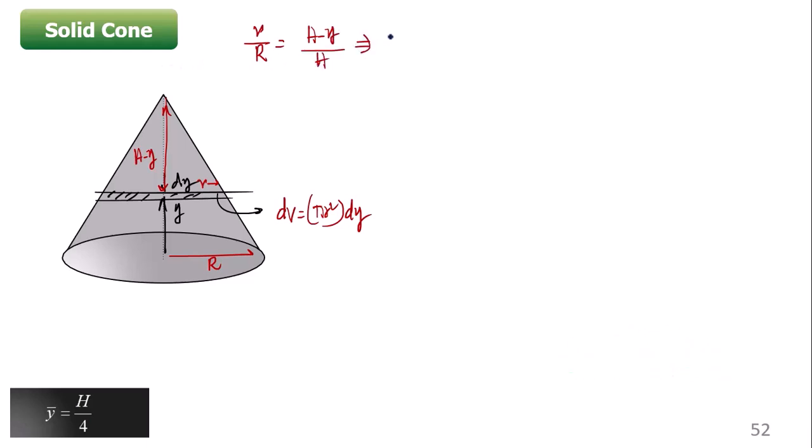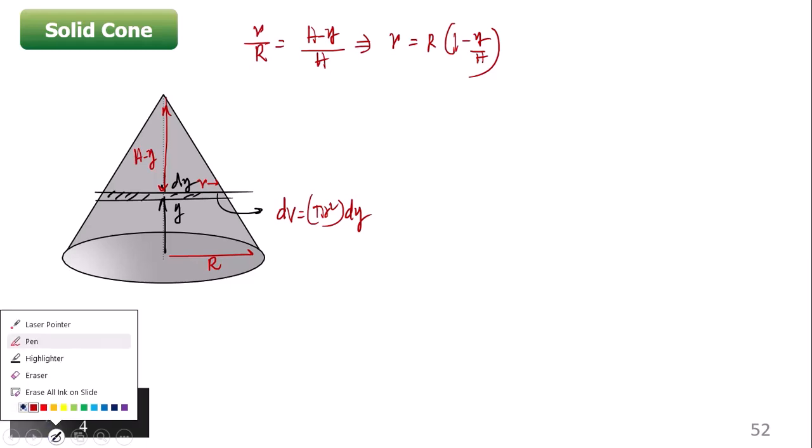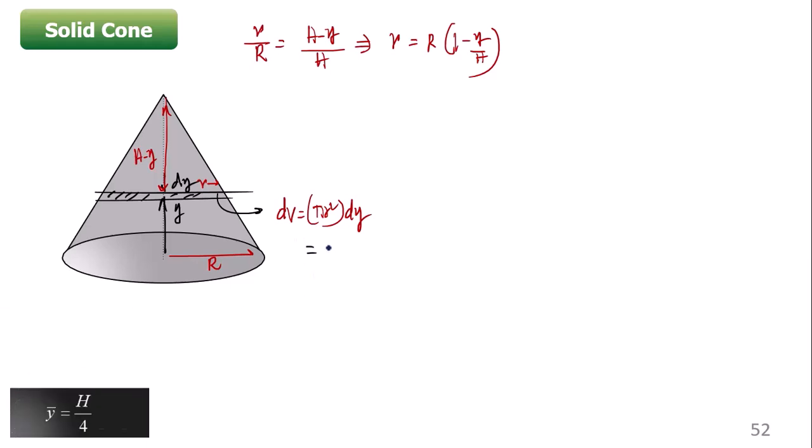So from that I can get the value of small r. So small r equals what? R into 1 minus y by h. That is the smaller number. So once I got the smaller number, now I can calculate the value of dv. So dv is equal to pi into small r square, meaning capital R square into 1 minus y by h whole square into dy. This is the dv number.